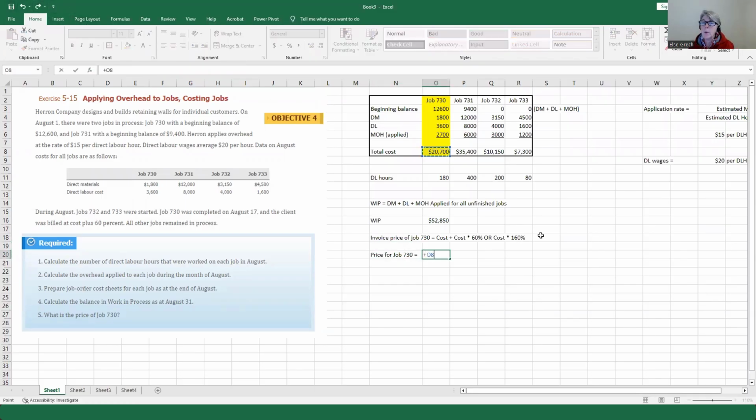We're going to take that 20,700 and multiply it by 160%, right? And that is $33,120. The other way we can do this is we can take the cost and multiply it by 60%, and then add the two of them together. And it's going to equal the exact same thing, $33,120.